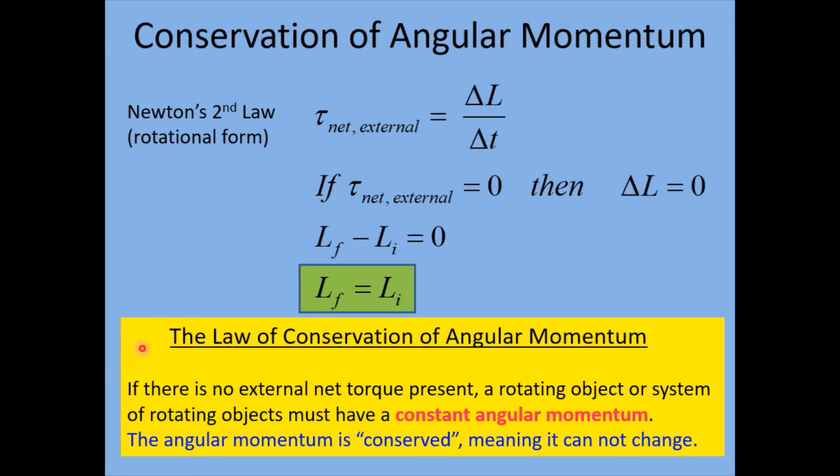So the law of conservation of angular momentum says that if there is no external net torque present, a rotating object or system of rotating objects must have a constant angular momentum. The angular momentum is conserved, meaning it cannot change. So in other words, that's a lot of words, right? But writing it as an equation is very simple. L final equals L initial for a system. This just means that the final angular momentum is equal to the initial angular momentum. It does not change, and that's what we mean by conservation of angular momentum.